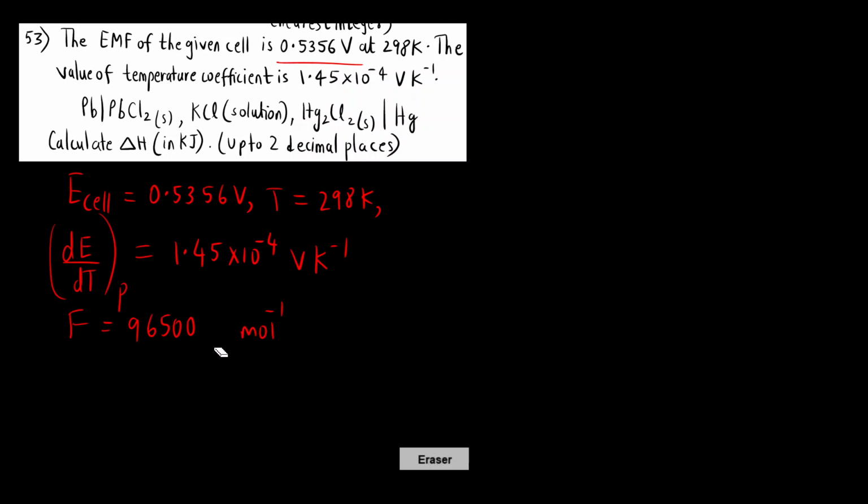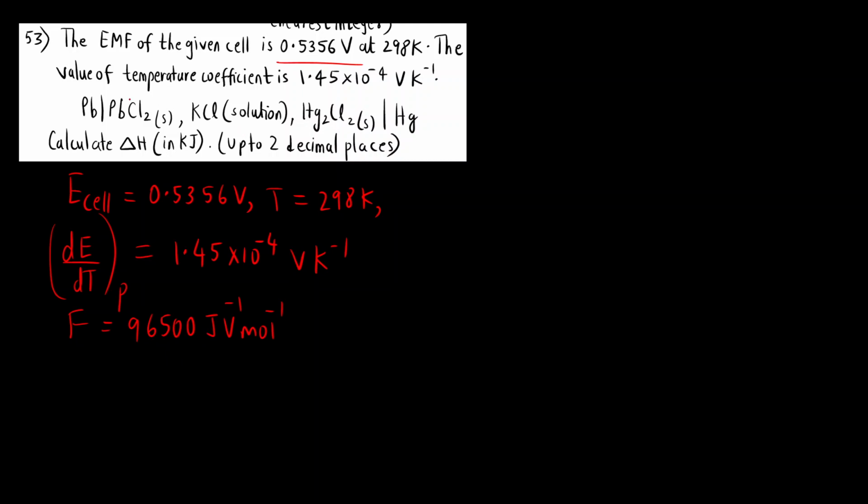What can I do? Coulomb I can change. We know that the potential difference is work done per unit charge, so Q is W upon V, that is joule upon volt. I can convert this into joule per volt. Why am I doing this? I will tell you. This is the value of F. Sometimes the F value is given in the question. Whatever value is given, use that same value. If it is not given, then you use this 96500.